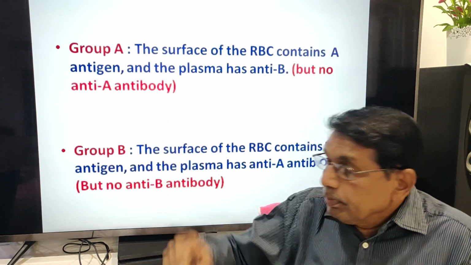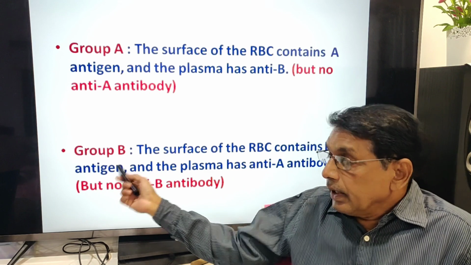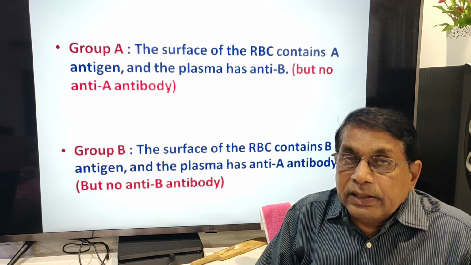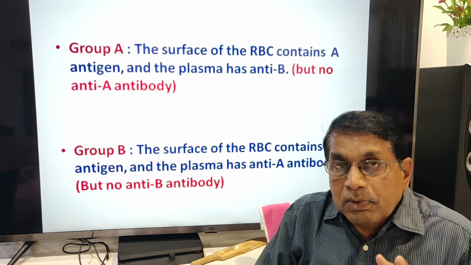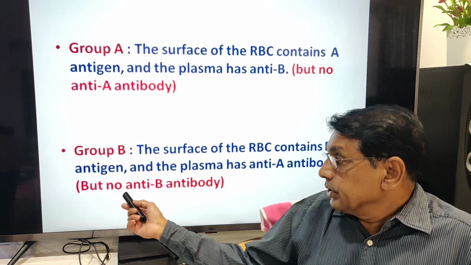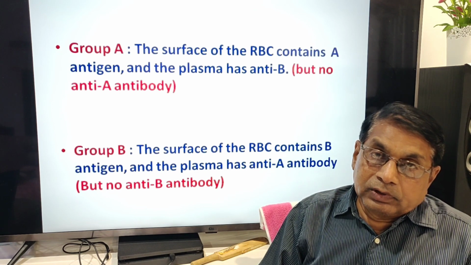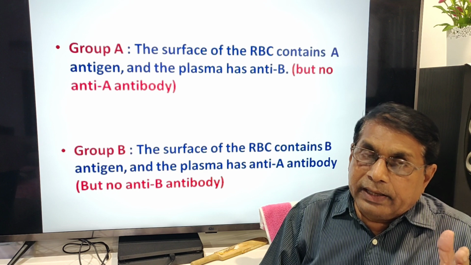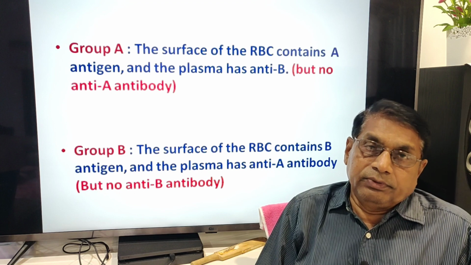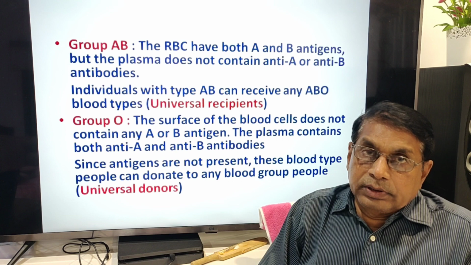Similarly, in B blood group individuals, the surface of the RBC contains B antigen, and in that case, their plasma contains A antibody, but not B antibody. Opposite: A antigen, B antibody; B antigen, A antibody in individuals. AB, then third group.